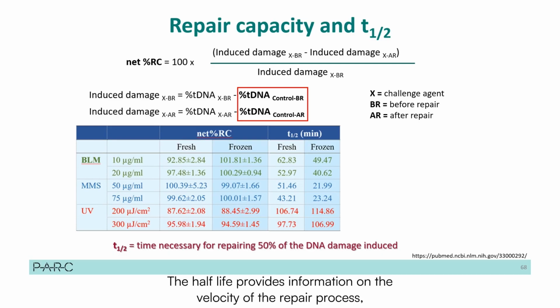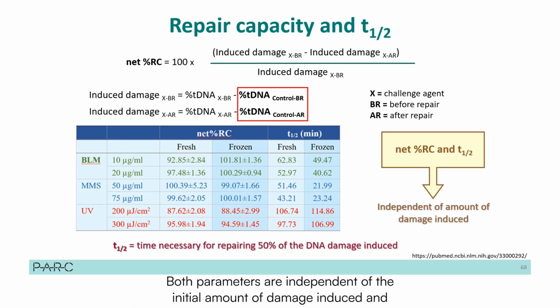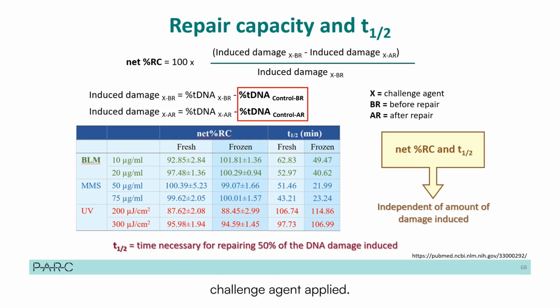The half-life provides information on the velocity of the repair process, and the net repair capacity reflects the efficacy of the repair process, namely the fraction of damage induced that could be repaired at the end of the repair period. Both parameters are independent of the initial amount of damage induced, and therefore are not influenced by the individual susceptibility to the challenge agent applied.